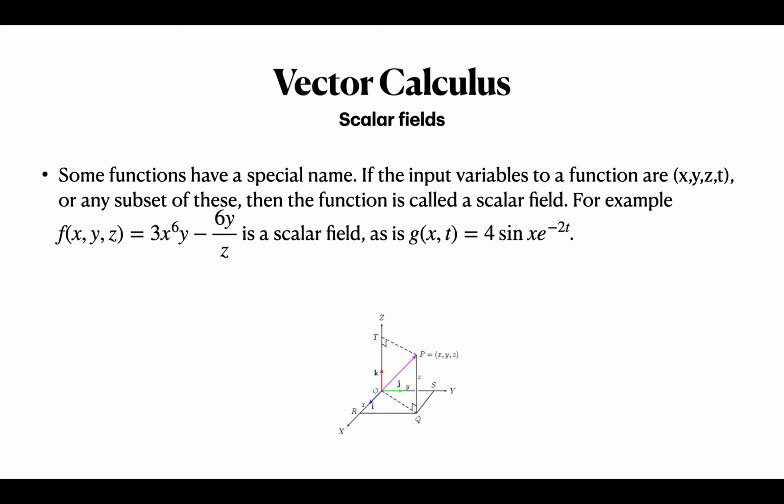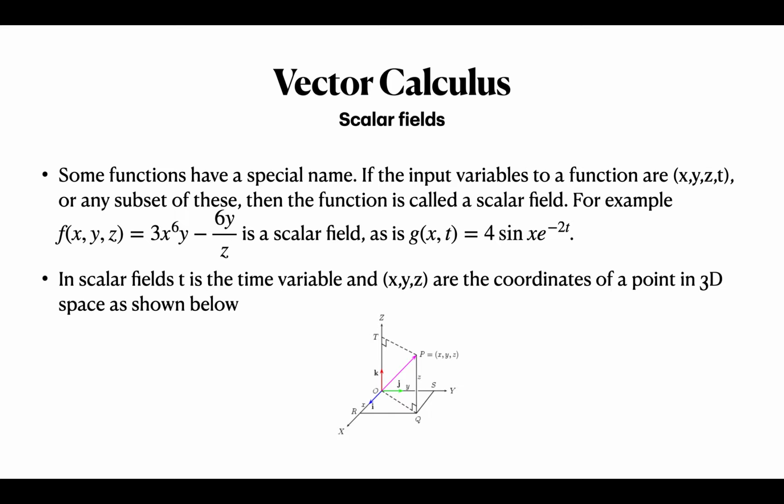And g is a function of x and t, and that's also a scalar field because it can be any subset of x, y, z, and t. Now, when you're talking about scalar fields, it's understood that t represents time, and x, y, and z are the coordinates of a point in three-dimensional space.